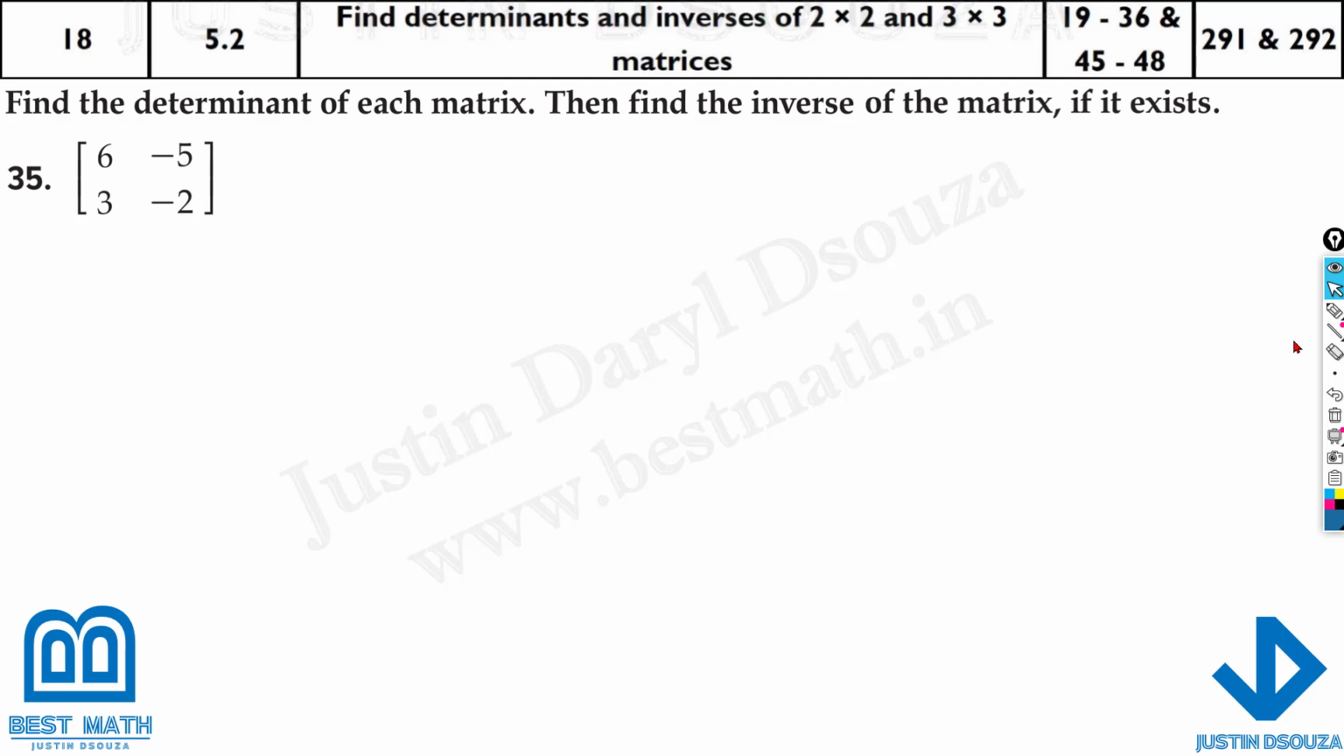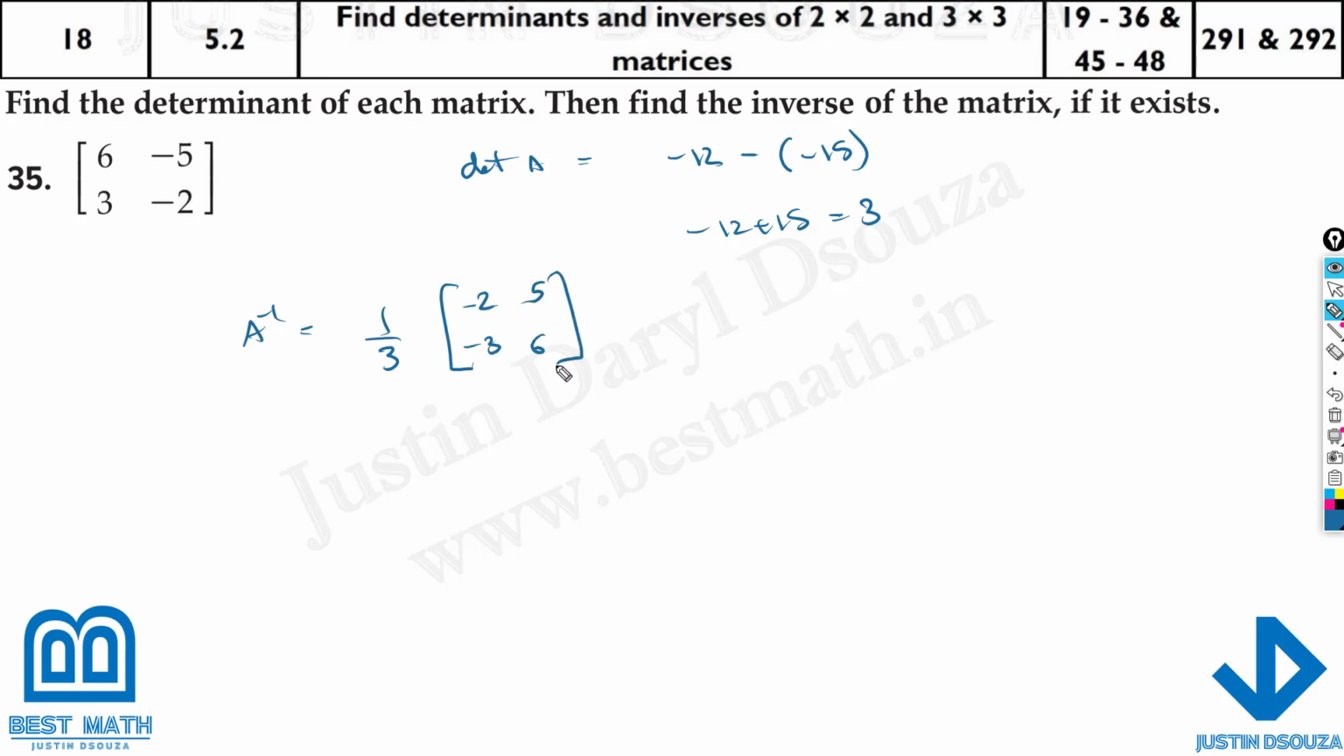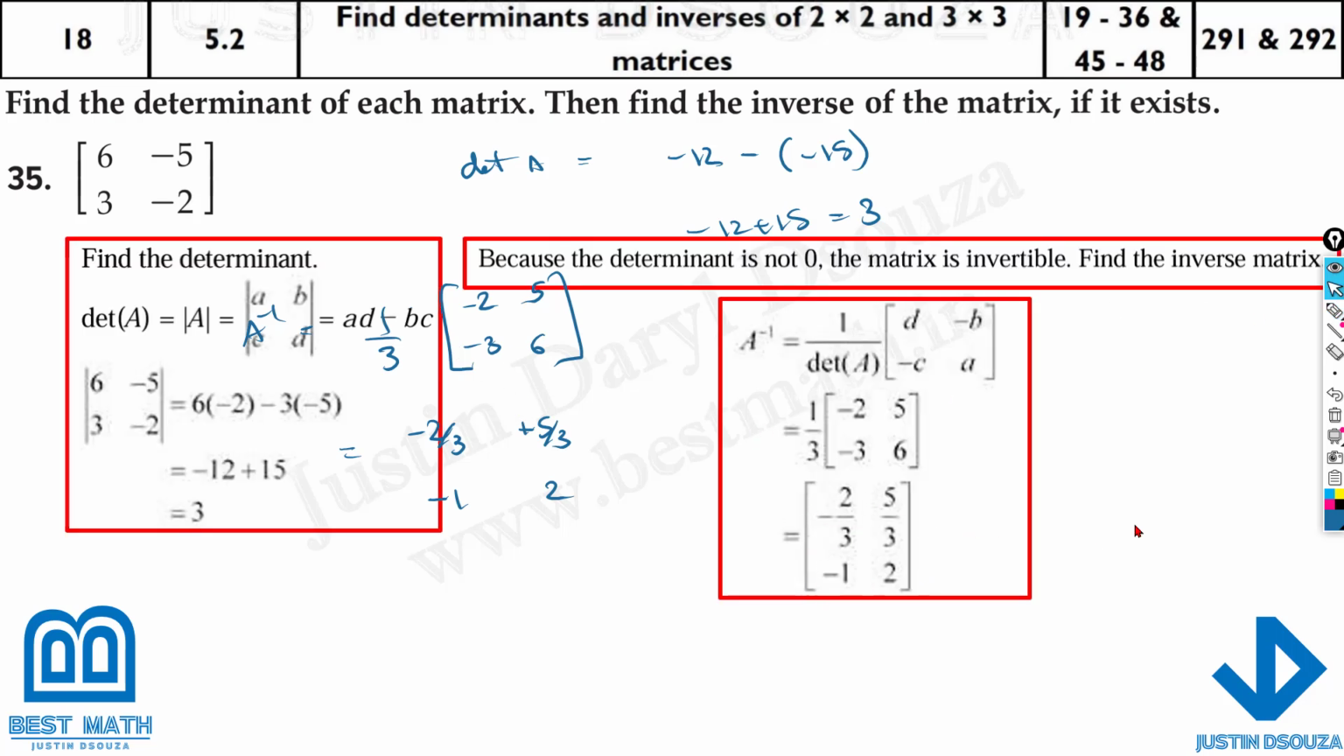Now we are back to the normal ones. Again, I'll do this problem quickly, not in steps, but when you're doing it in your exam, you have to do the steps. So determinant A will be equal to minus 12. 6 times minus 2 is minus 12, minus and minus 15 again. So it'll be minus 12 plus 15, that is 3. Here the determinant is 3, so the inverse will be 1 by 3. The swaps: minus 2, 6, 5 and minus 3. So the answer is minus 2 by 3, positive 5 by 3, minus 1 and 2. Why? Because you multiply here: minus 2 by 3, 5 by 3, minus 3 divided by 3 is minus 1, and 6 divided by 3 is 2. So that's the answer.